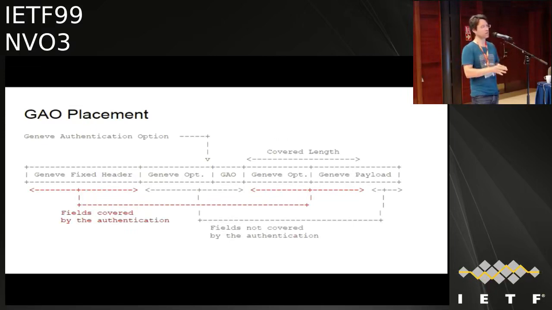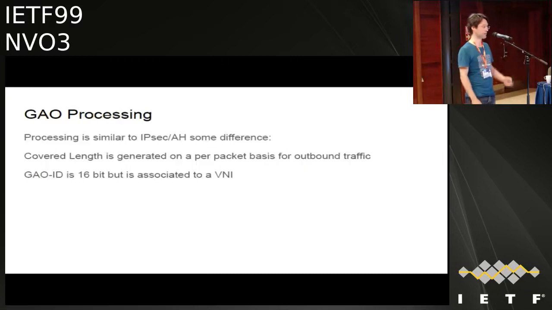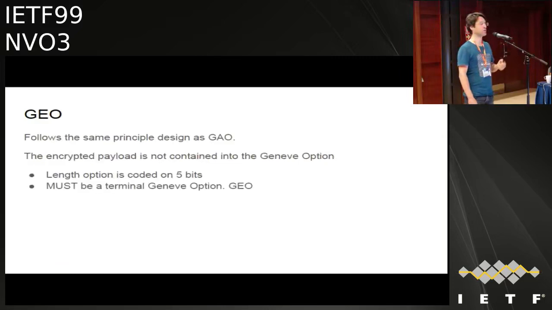I think in the design, one of the advantages of doing so is that when you see the packet, you know exactly what is going to be authenticated and which options are going to be authenticated and which are not going to be authenticated. And you also have the cover length, so you can process the packet as that. Well, the processing is very much like IPsec, so I'm going quite fast. Well, the encryption option, it's really like IPsec as well, ESP.